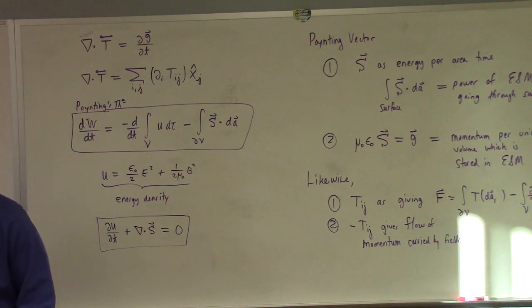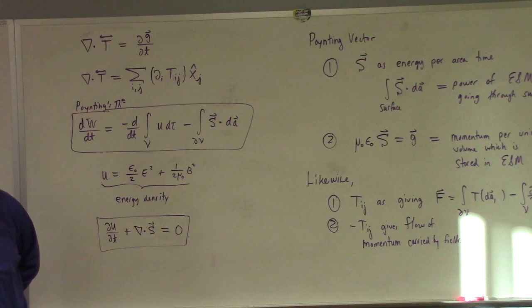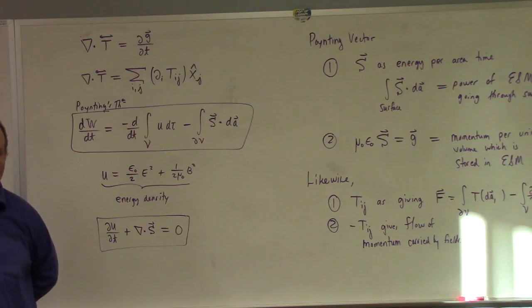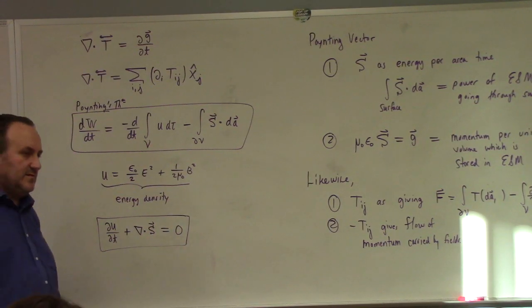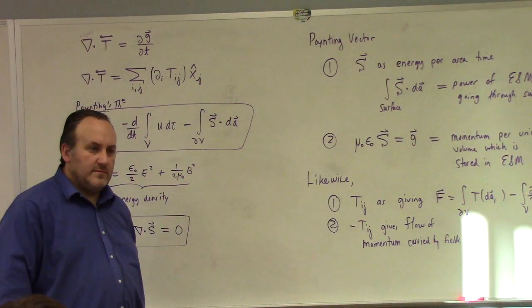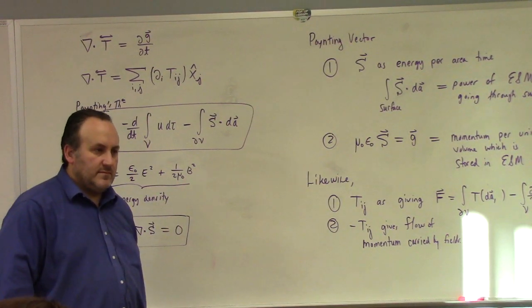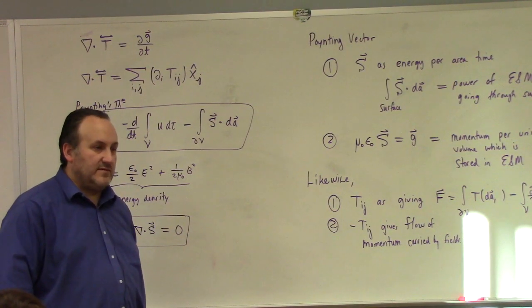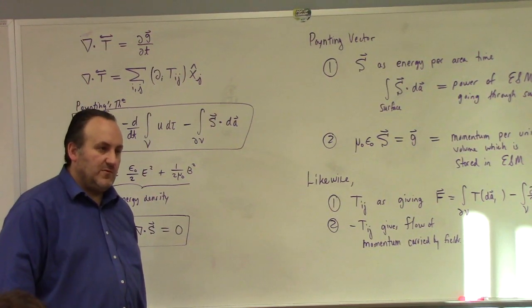So there's something kind of weird about that, right? Because I'm saying that the Poynting vector says something about energy, but it also says something about momentum. Is that usually how energy and momentum work? Like kinetic energy, isn't it p squared over 2m? Or force times velocity, right? True, yeah.